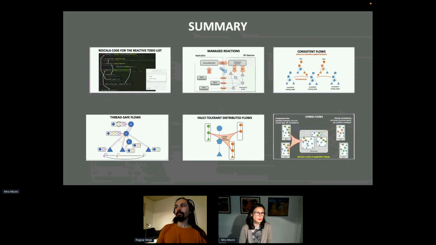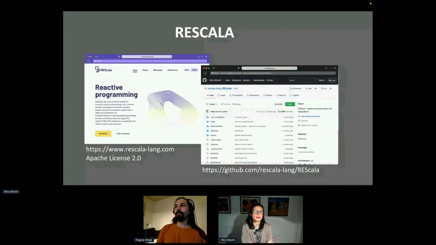With this, let me summarize. I introduced you to the few key abstractions of REScala, explained how the propagation happens behind the scenes, how this propagation happens in a consistent manner, in a thread-safe and fault-tolerant manner, and that you can combine those two things within the same application. For more information, you can consult the REScala webpage, where you find documentation, a manual and showcases, and also a link to the REScala GitHub repository.